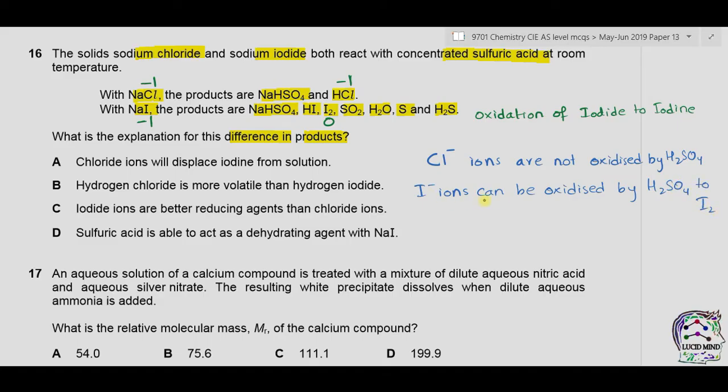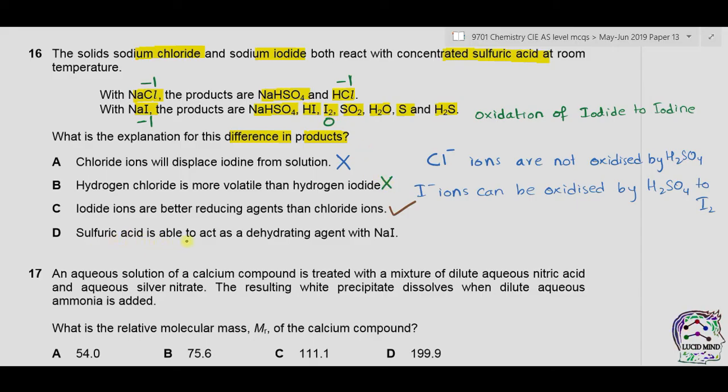So if iodide ions can be oxidized by sulfuric acid, it means iodide ions are better reducing agents than chloride ions. This is the only statement that can explain the difference in the products that are formed. Part A, chloride ions will displace iodine from solution. This has nothing to do with the difference in products, so therefore A is incorrect. In B, we can see that hydrogen chloride is more volatile than hydrogen iodide. This is a true statement, but again this has nothing to do with the difference in products formed.